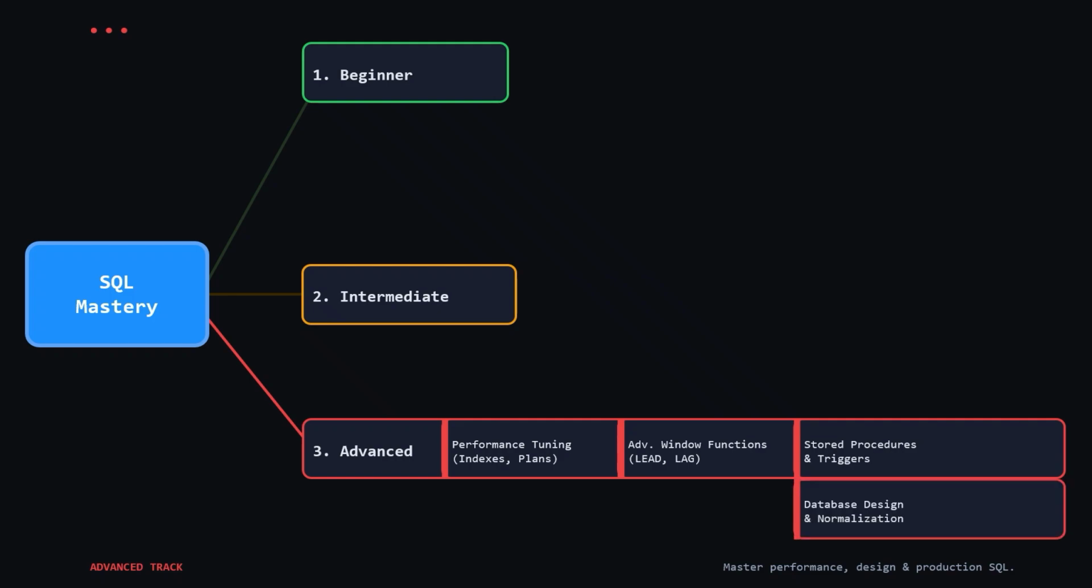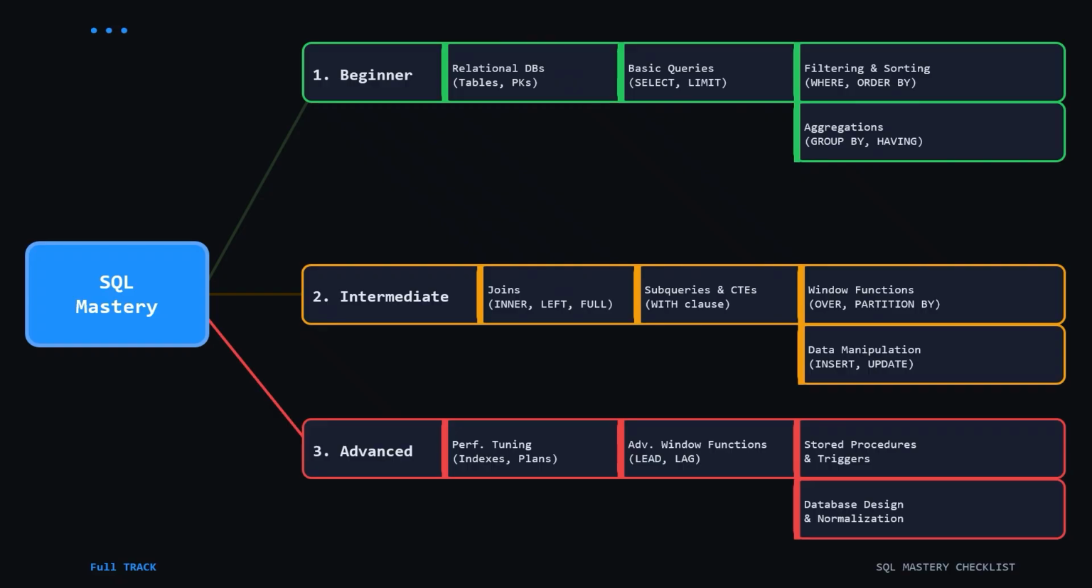And finally, database design and normalization. This is the art and science of structuring your tables properly in the first place. Understanding this will make you a better developer at every level. Here's the full picture. All 3 branches of the SQL roadmap in one view: beginner, intermediate, and advanced. Each level builds on the last, and now you know exactly where you are on it.